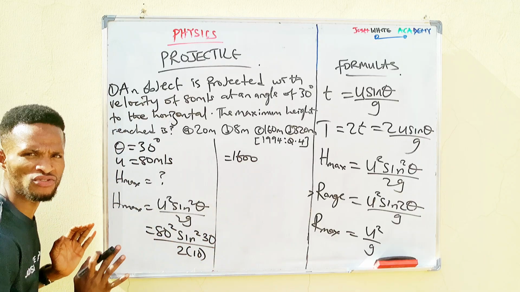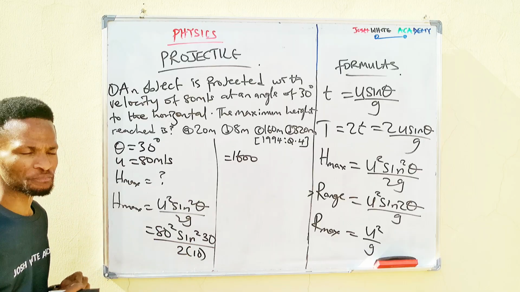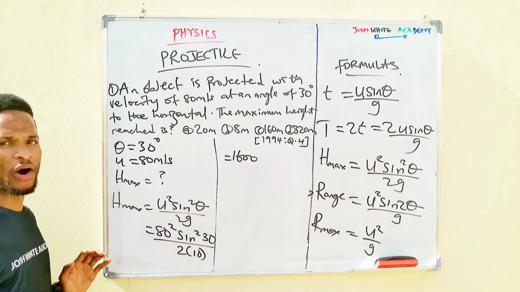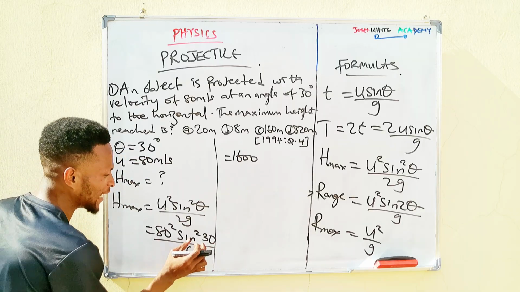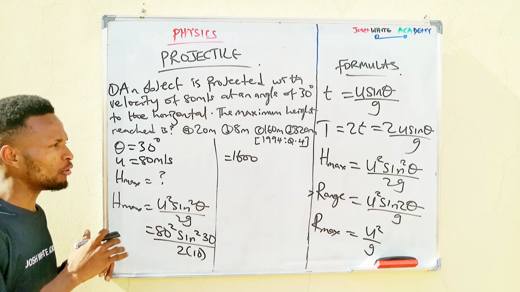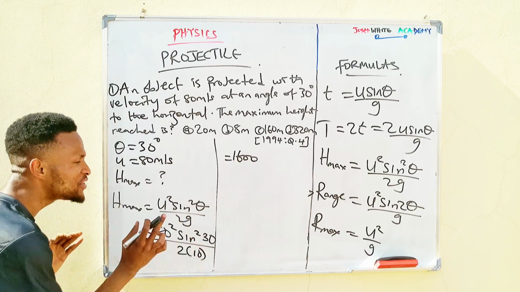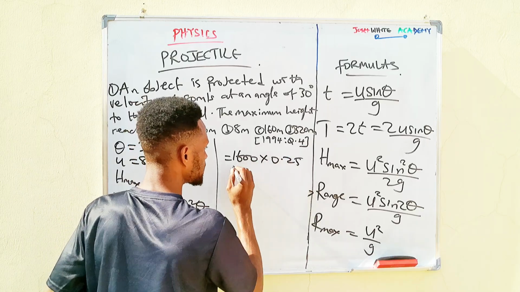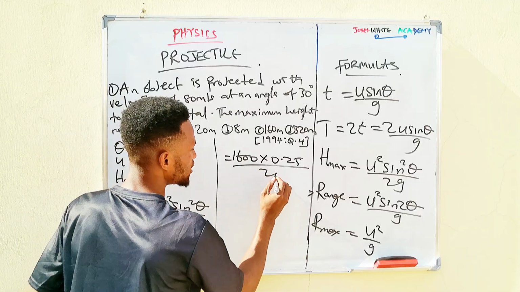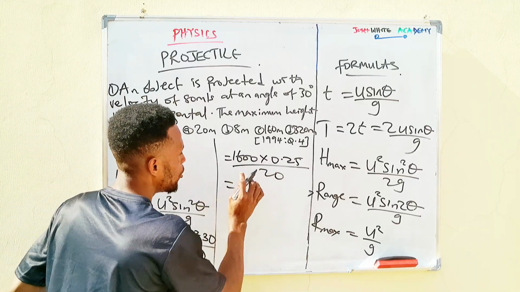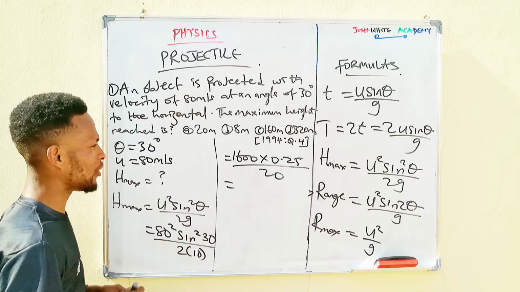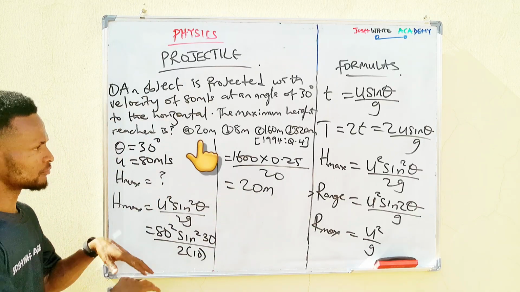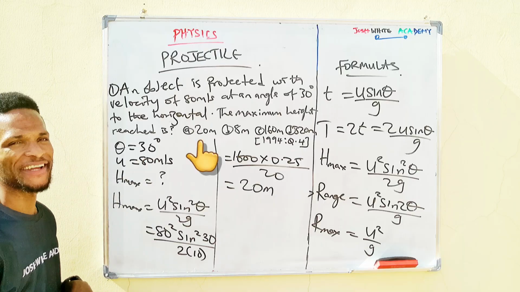Most students get confused at this junction. Sine square theta means find sine theta, then square your answer. For instance, sine 30 is 0.5. Now 0.5 square will give you 0.25. Multiply by 0.25, divide by 2 times 10, which is 20. So punch all this in your calculator and your answer will give you 20 meters. So that's just it. The next question.